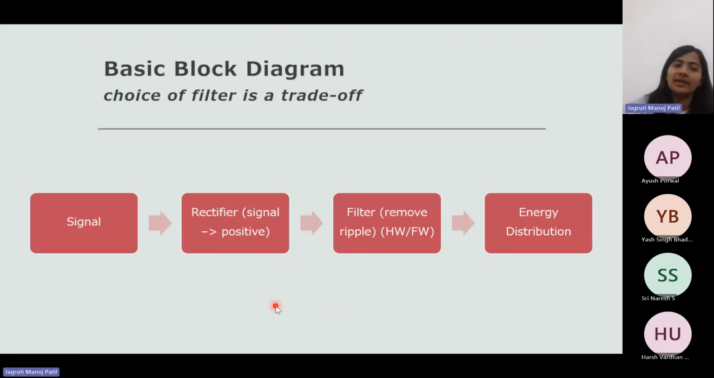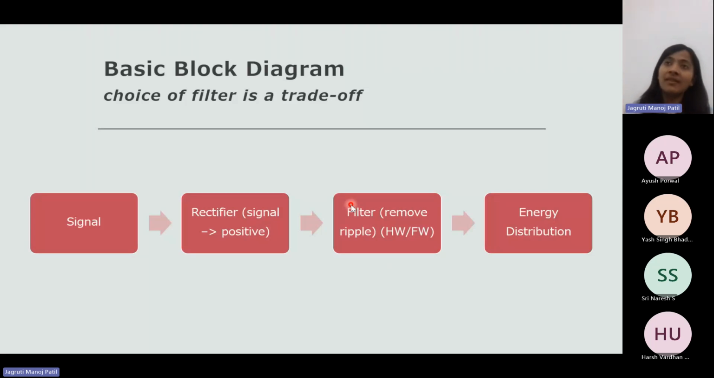So what's the basic block diagram for this? Just keep in mind that the choice of filter is a trade-off over here. So we take the signal, rectify it, do some filtering, and then we see the energy distribution, right? The critical step over here is doing the filtering. You can take a full wave rectifier, a half wave rectifier, do some low pass filtering, some high pass, band pass filtering.